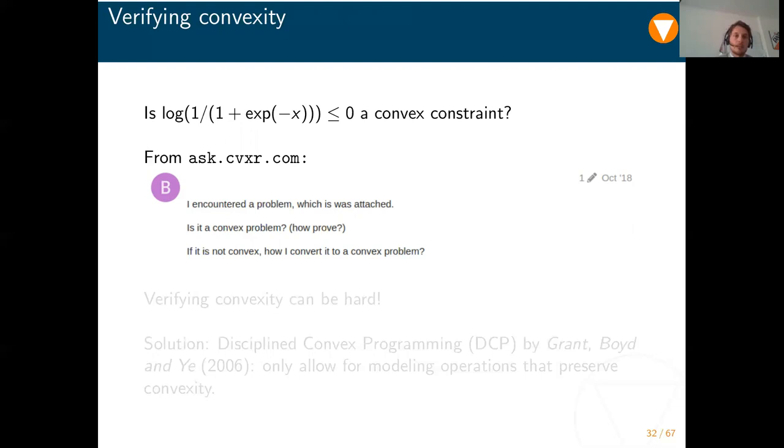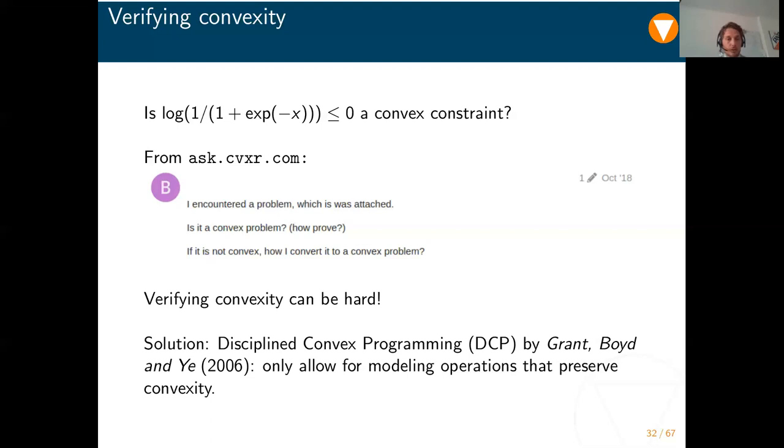It's not so trivial. For example, I took this one from the CVX forum. What happens there? CVX is a software for convex modeling, basically. And what comes up there very often is this question. So I have this strange looking function. I don't know if it's convex. Is it or is it not? How can I prove it? And that's a very hard thing to do in practice.